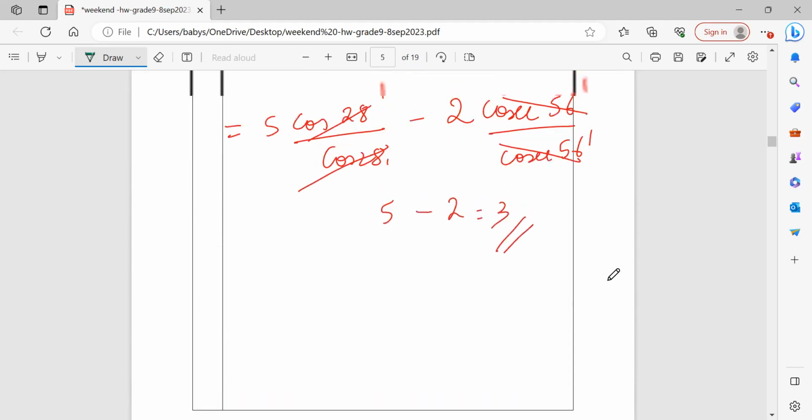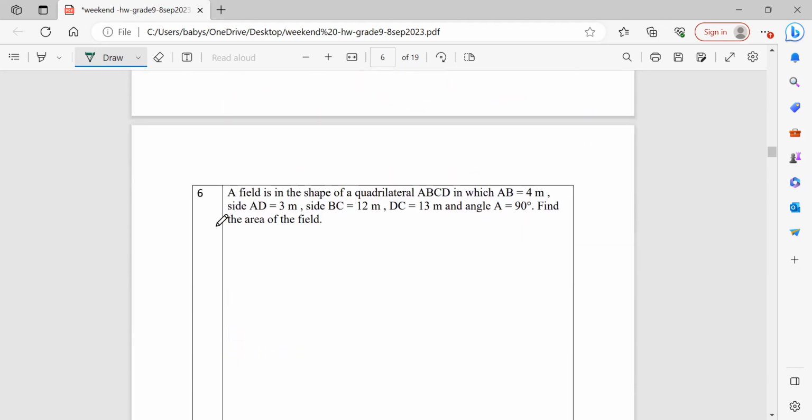This is another interesting sum. Field is in the shape of a quadrilateral ABCD in which, okay, I will mark it here. AB will be 4 meters. AD will be 3 meters. Side BC is 12 meters. Okay. So B, and somewhere I'll put C here. It is 12 meters, side BC.